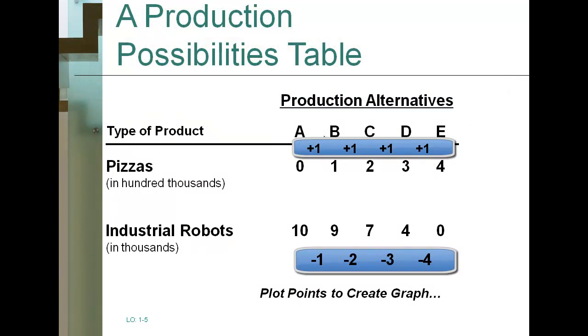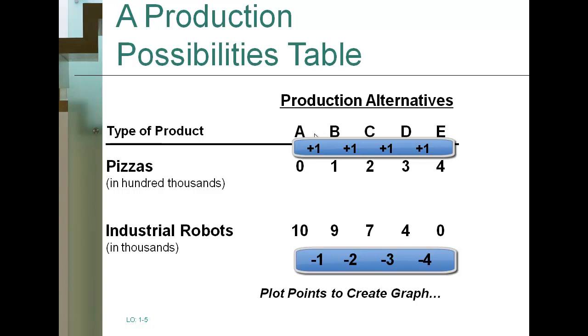For example, A to B, I go from 0 to 1 pizzas. And what was the cost of going from 0 to 1? 1 robot, because I went down by 1 robot from 10 to 9. Let's look at this, B to C. I increased my pizza again by 1, but now the cost is 2 robots because I've gone from 9 to 7. C to D, I increased my pizzas by 1, and my robots have decreased by 3. D to E, again, one pizza increase, and the robot amount went from 4 to 0.